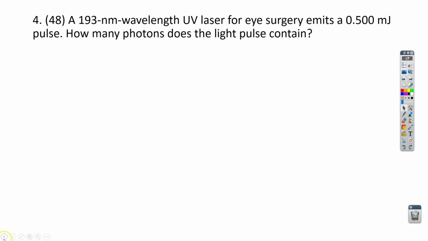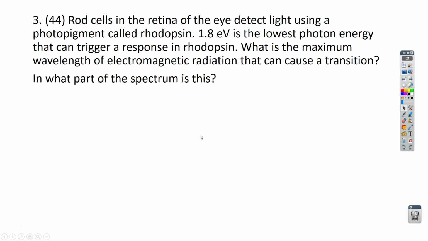This one says, oops, let's back up one. Rod cells in the retina of an eye detect light using a photopigment, and that photopigment is called rhodopsin. They say 1.8 eV is the lowest photon energy that can trigger a response in rhodopsin. What they want us to do here is find out the maximum wavelength of electromagnetic radiation that can cause this transition. And the other thing they want us to do is figure out in what part of the spectrum this is. Okay, so here we go.